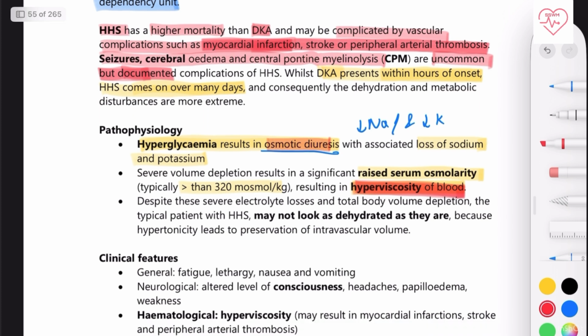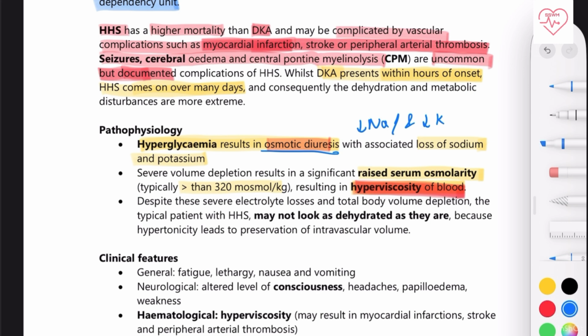Despite these severe electrolyte losses and total volume depletion, the typical patient with HHS may not look as dehydrated as they are, because hypertonicity leads to preservation of intravascular volume. So what happens in that? In DKA there is consequently high dehydration and metabolic disturbance, but in this, the people do not look as dehydrated.